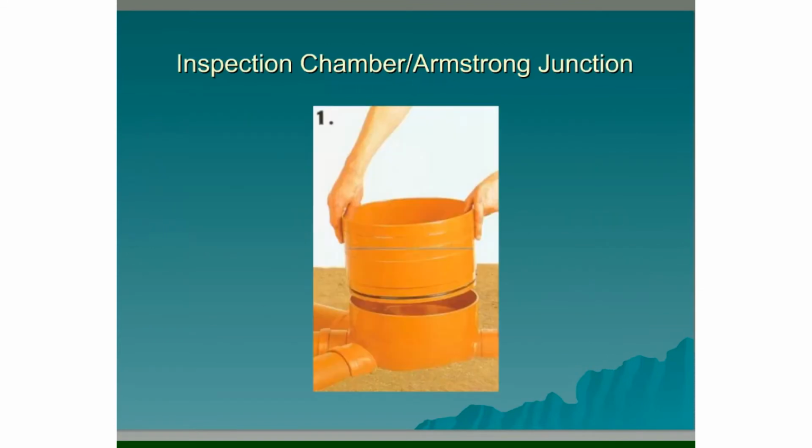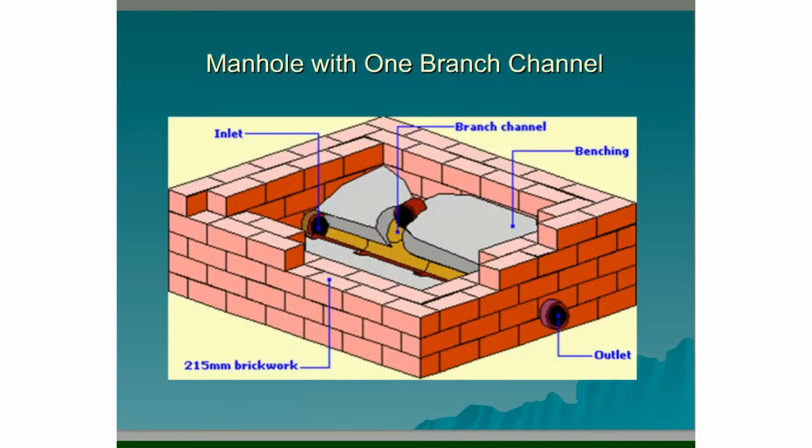Here we have a typical AJ or Armstrong junction inspection chamber, which gives access to the drain at ground level. In this diagram here we have a manhole with 1 branch channel. So we can see the inlet on the left and the outlet on the right hand side. We have the benching within the manhole itself as well, and then we have 1 branch channel swooping in to join the main drain.